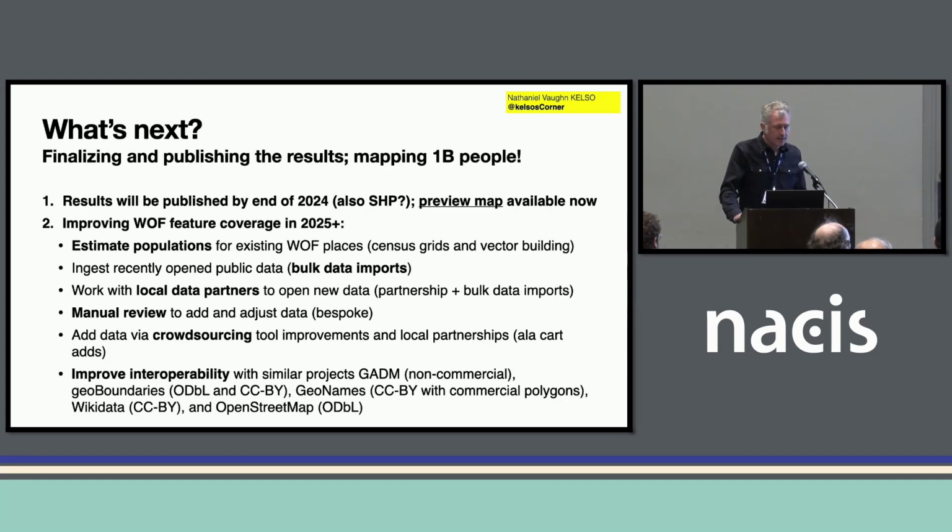So what's next? We'll be finalizing and publishing the results back to whosonfirst.org for download, and you can all make maps out of it. The shapefiles are available today, but the min zoom and the label points will be coming soon. And there's quite a bit of work left to map these 1 billion people around the world.